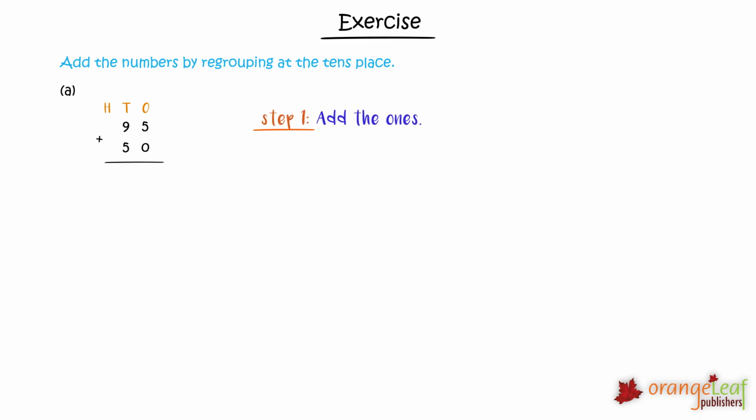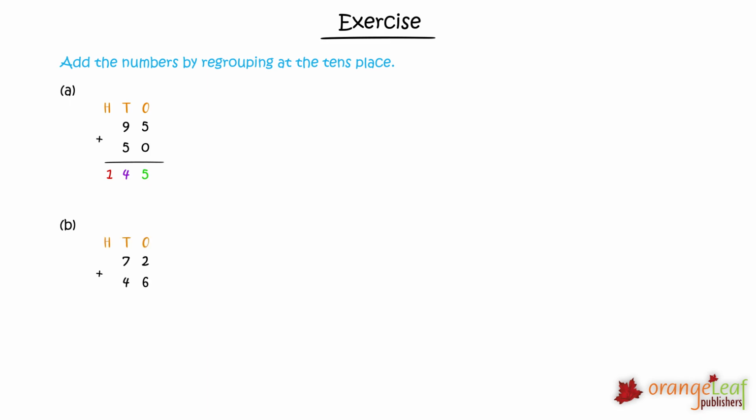Exercise: add the numbers by regrouping at the tens place. A. 95 plus 50. Step 1. Add the ones. That is 5 plus 0. Write 5 in the ones place of the answer. Step 2. Add the tens. 9 plus 5 is equal to 14. Write 4 under the tens place and 1 under the hundreds place. The answer is 145.